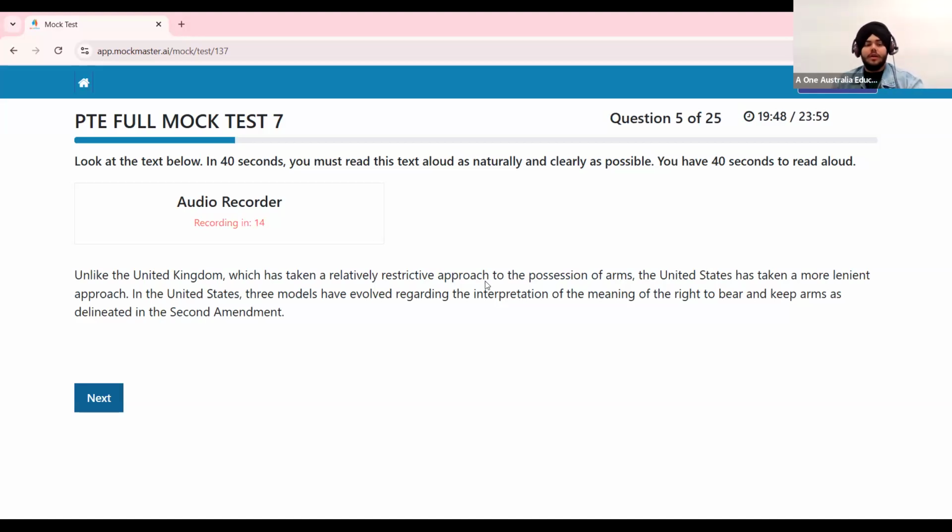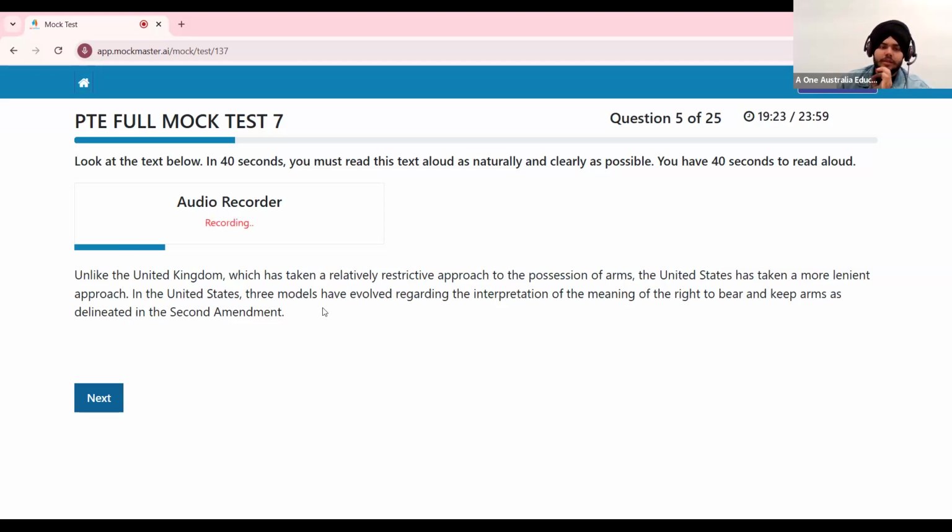All right. So yeah, now what I'll do is I'll try to go a little slower here. See what happens. Again, guys, natural tone. Unlike the United Kingdom, which has taken a relatively restrictive approach to the possession of arms, the United States has taken a more lenient approach.